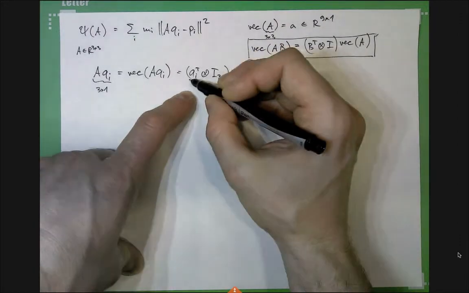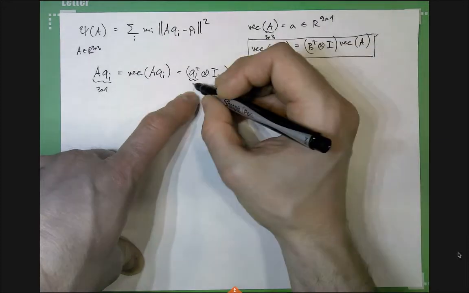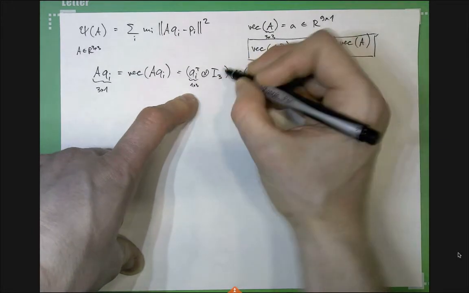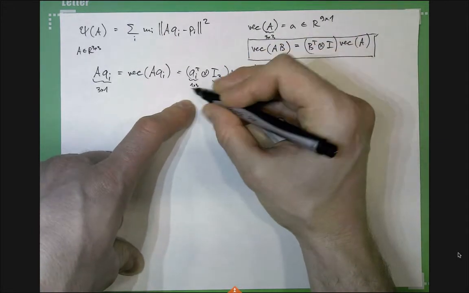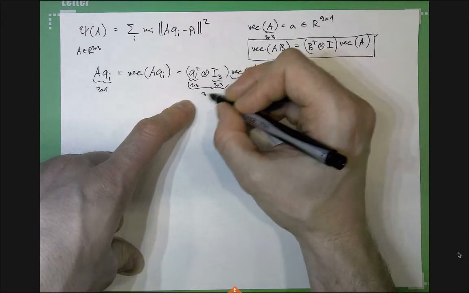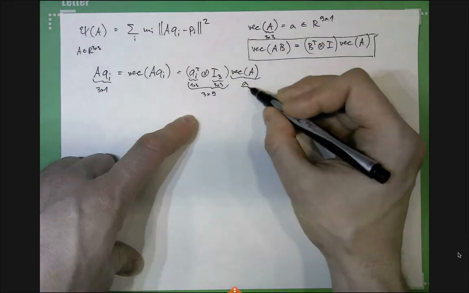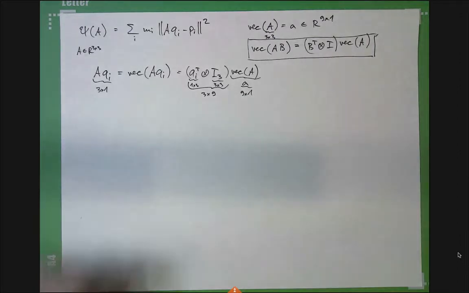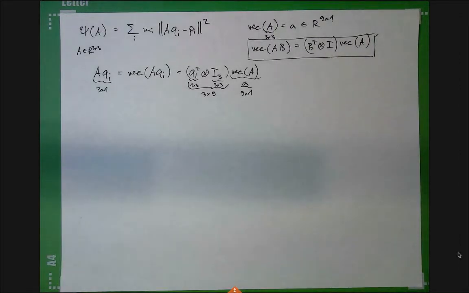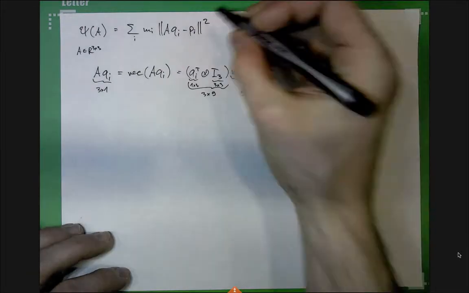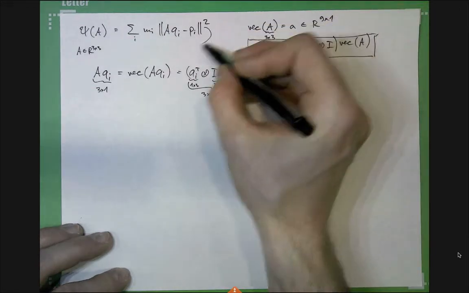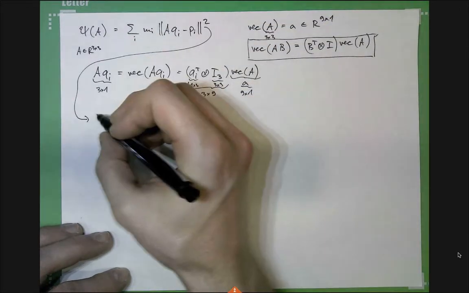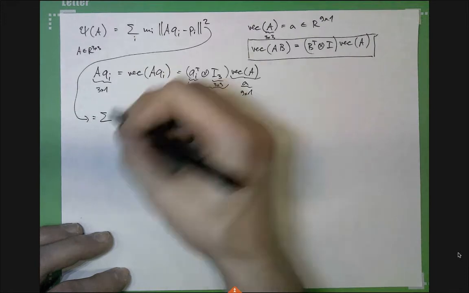So what are the types here? The QI transpose here is a 1x3 vector. This is a 3x3 matrix, so this total thing is a 3x9 matrix, and the a is a 9x1 vector. So this thing still is a 3x1 vector, which is good, because the types do match. It's not a syntax error. So let me take this and plug in the expression there. So what do I get?